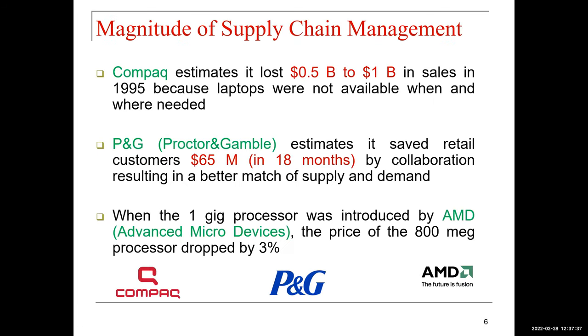So in terms of the magnitude of supply chain management, if you remember, these are again examples. Compaq used to sell computers. They are no longer, I think they were purchased by Hewlett Packard at some point when they were one of the leaders in this area. And they lost between 0.5 billion to 1 billion in sales in 1995 because laptops were not available when they were needed. Procter & Gamble estimated it saved retail customers about 65 million in 18 months by collaborating, resulting in a better match of supply and demand.